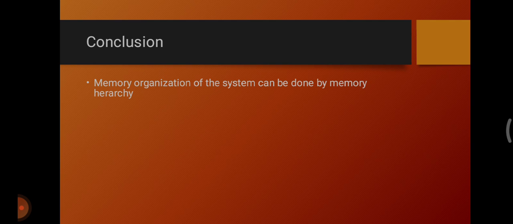Thus, this is all about the memory hierarchy. From the above information, finally we can conclude that it is mainly used to decrease the bit cost, access frequently, and increase the capacity and access time. So, it is up to the designer how much they need these characteristics for satisfying the necessities of the consumer. So, we can conclude that memory organization of the system can be done by the memory hierarchy.